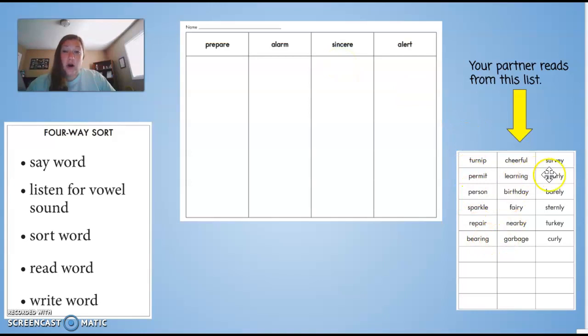Once your partner reads through all of these words and you have them all sorted on your paper, you will switch roles. You will be reading from the list and your partner will be sorting on their list.